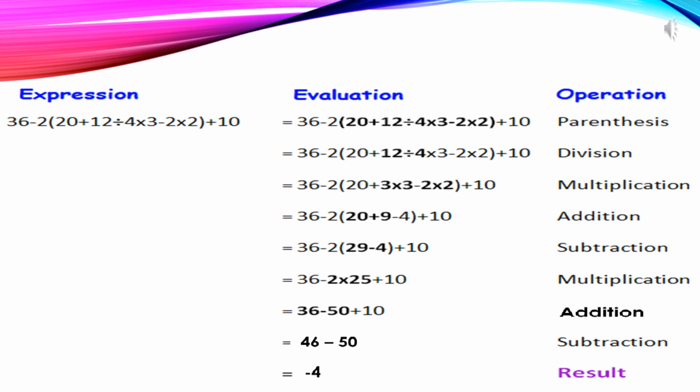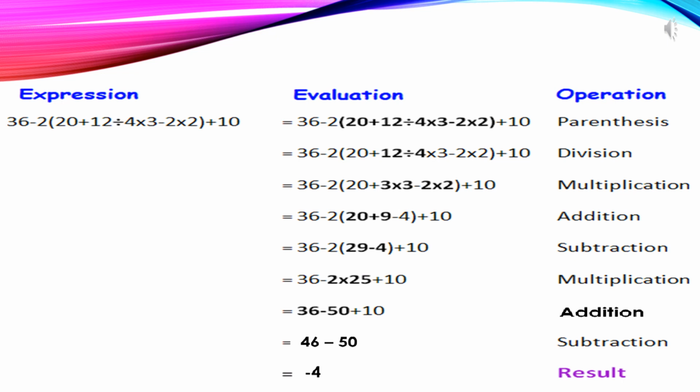In seventh step, we again solve the multiplication according to BODMAS rule. 36 minus 2 multiply by 25 plus 10. Here 2 multiply by 25 equals 50. So we will get 36 minus 50 plus 10. And now we will solve the addition.